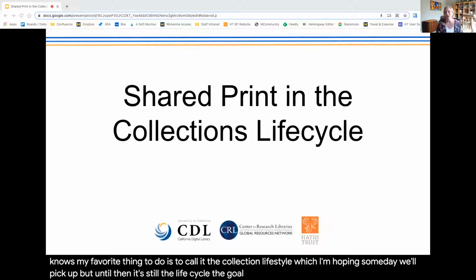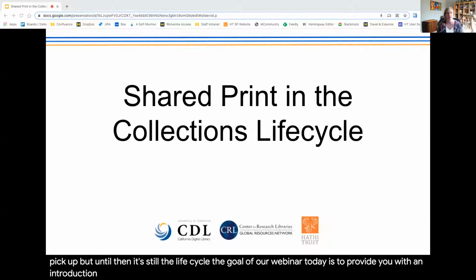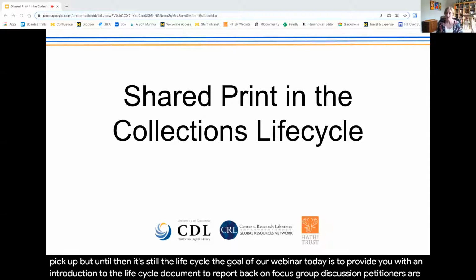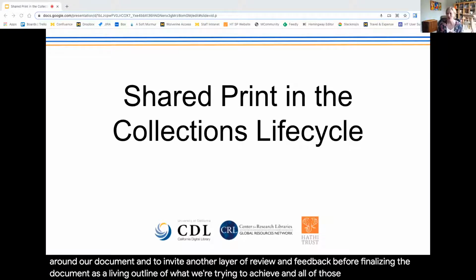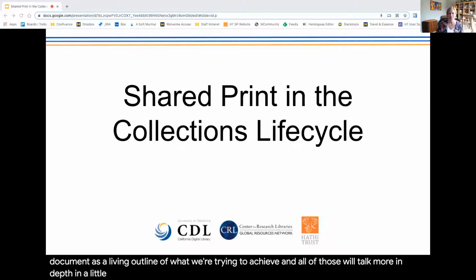The goal of our webinar today is to provide you with an introduction to the lifecycle document, to report back on focus group discussions we recently conducted with practitioners around our document, and to invite another layer of review and feedback before finalizing the document as a living outline of what we're trying to achieve. And all of those we'll talk more in depth in a little bit.